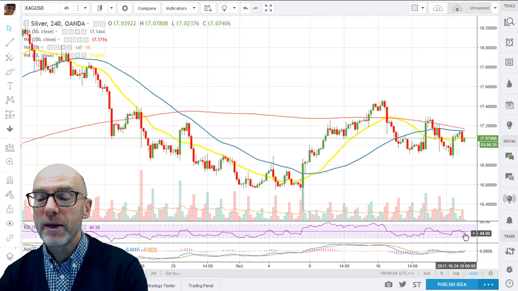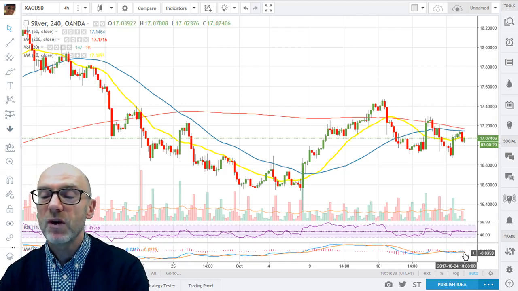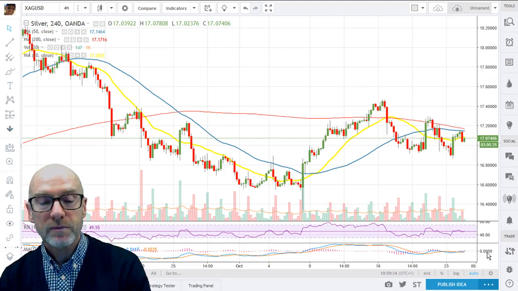Again, there's not much momentum in either direction. It's at 49.55, and again the MACD giving us no indication of momentum as they are 0.